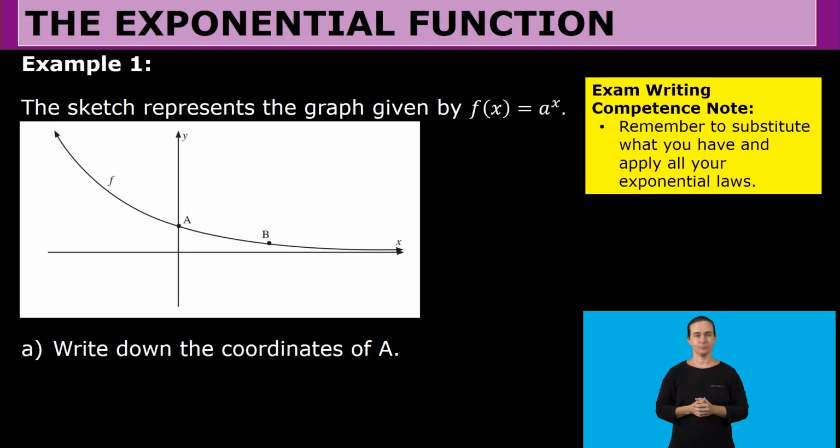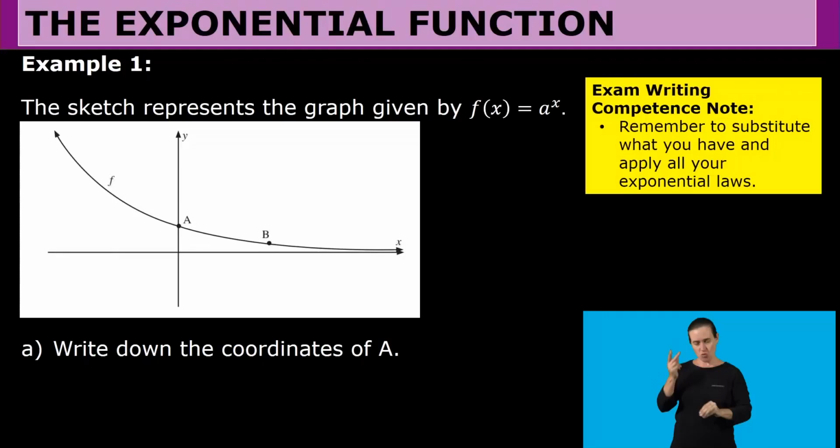Now remember, whatever question you are going to be asked, you need to substitute what you know of that function. It doesn't matter how funny it may look, how weird it may look, you need to just substitute and trust that you will get to the correct answer. Let's look at the first question there. It says, write down the coordinates of A. Now, as we are looking at A, we can see that A is on the y-axis. So definitely, we do know something about the coordinates of A, and that is our x value. So our x value there is 0.